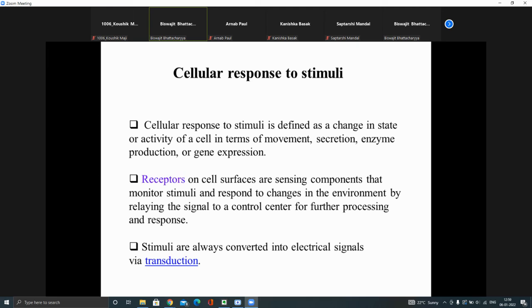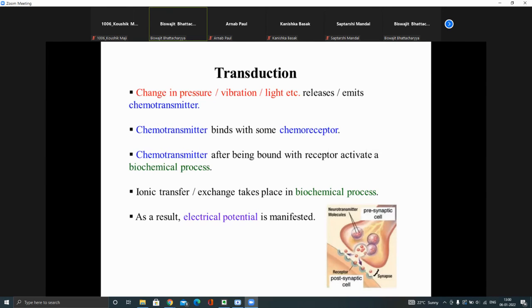That is called a transducer effect, a transduction. This is called transduction. In our terms, it is a chemical to electrical conversion. The process of converting a chemical signal to an electrical signal is called transduction. So what is the sequence of transduction? Here are the steps.